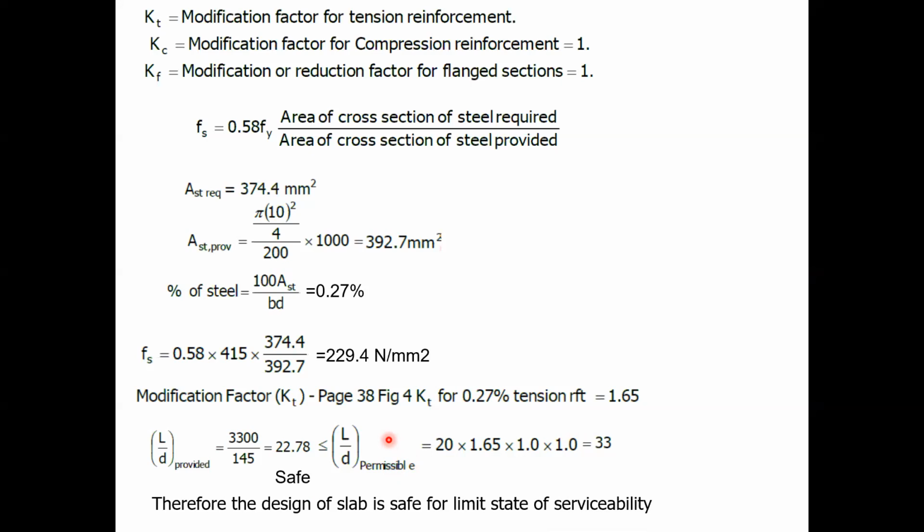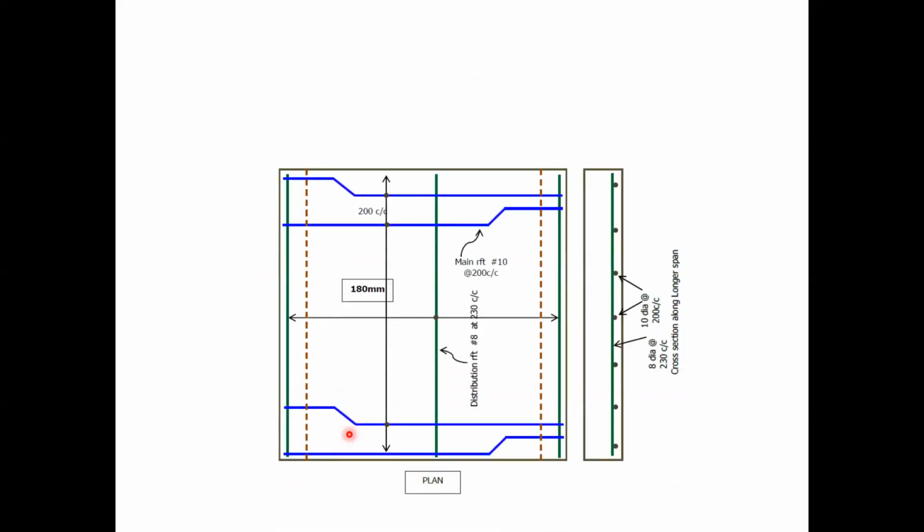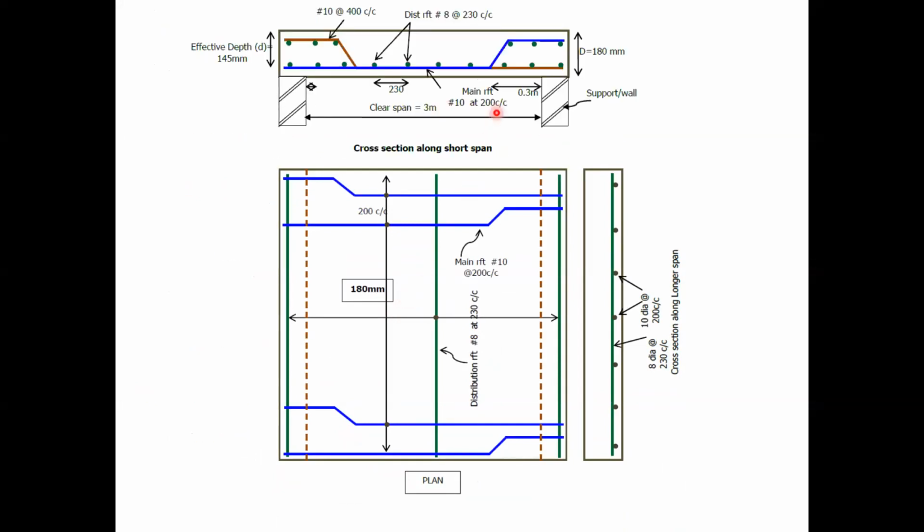Is there any doubt in understanding this problem? Is it clear for everyone? Yes, sir. Okay. In the last you have to draw the detailing. So this is the plan. These are the cross sections along the shorter span and along the longer span. Please take down this figure.